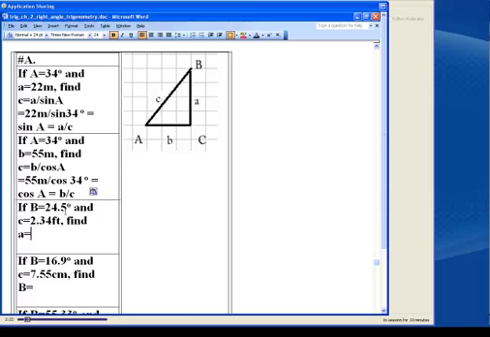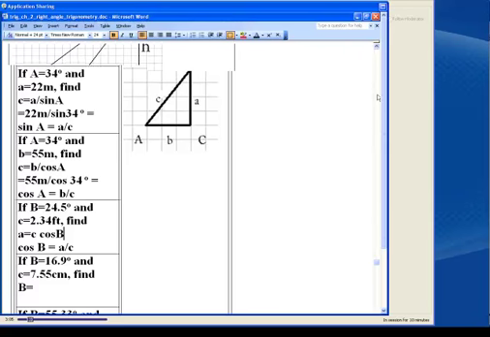The next one: B equals 24.5 degrees and the hypotenuse c is 2.34 feet. Find the adjacent side a. Notice that this time a is the adjacent side because we're talking about the angle B. So with the adjacent we have the cosine again. Cosine B equals a divided by c. This time we're supposed to find a, so a is going to be c times cosine B.